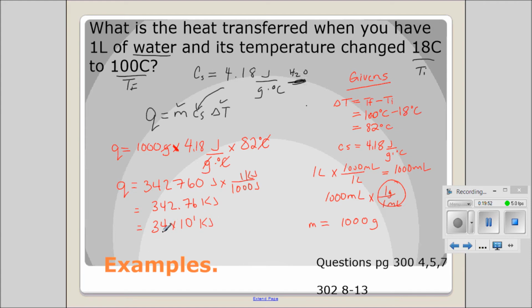Or actually, sorry, I apologize. 3.4 times 10 to the 2 kilojoules, and that would be the correct answer to 2 significant digits.